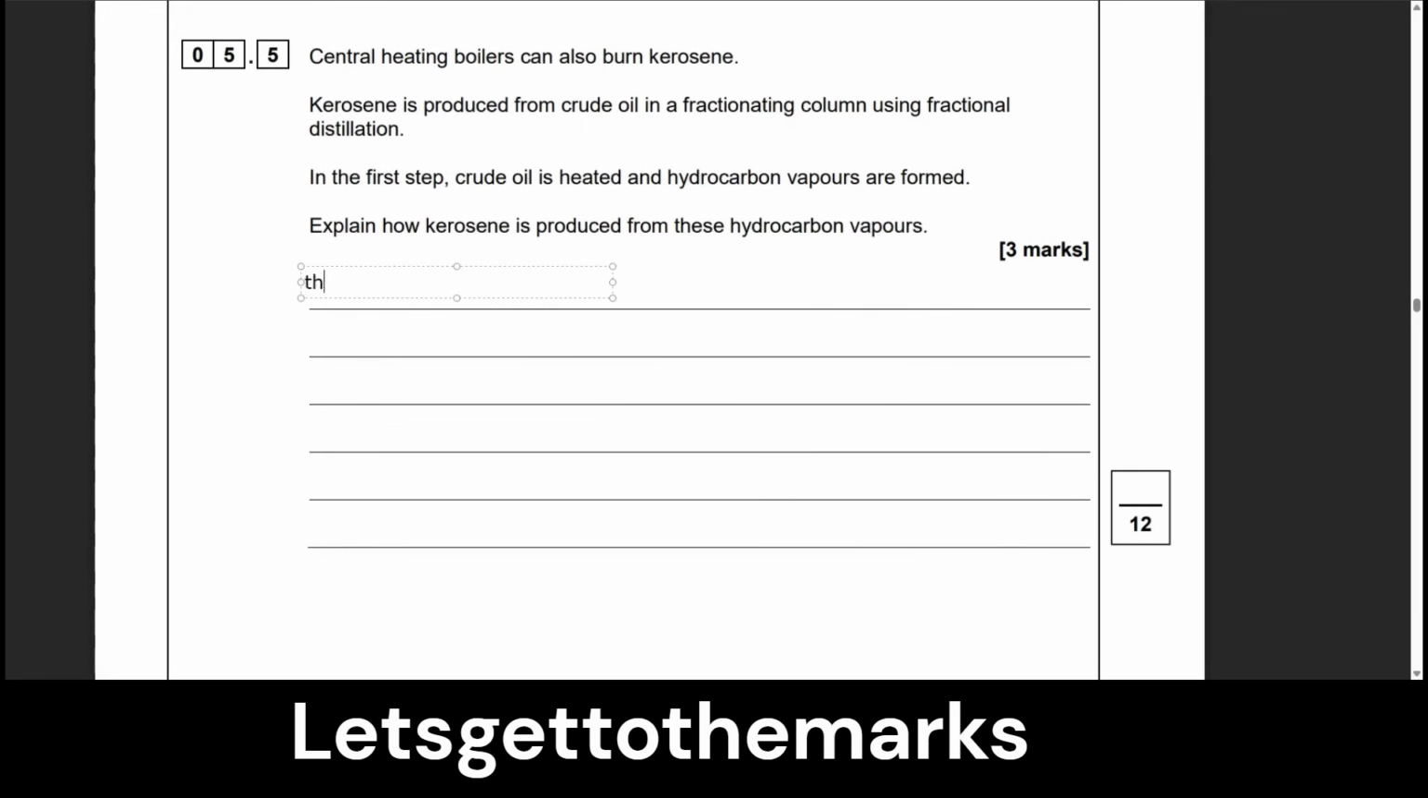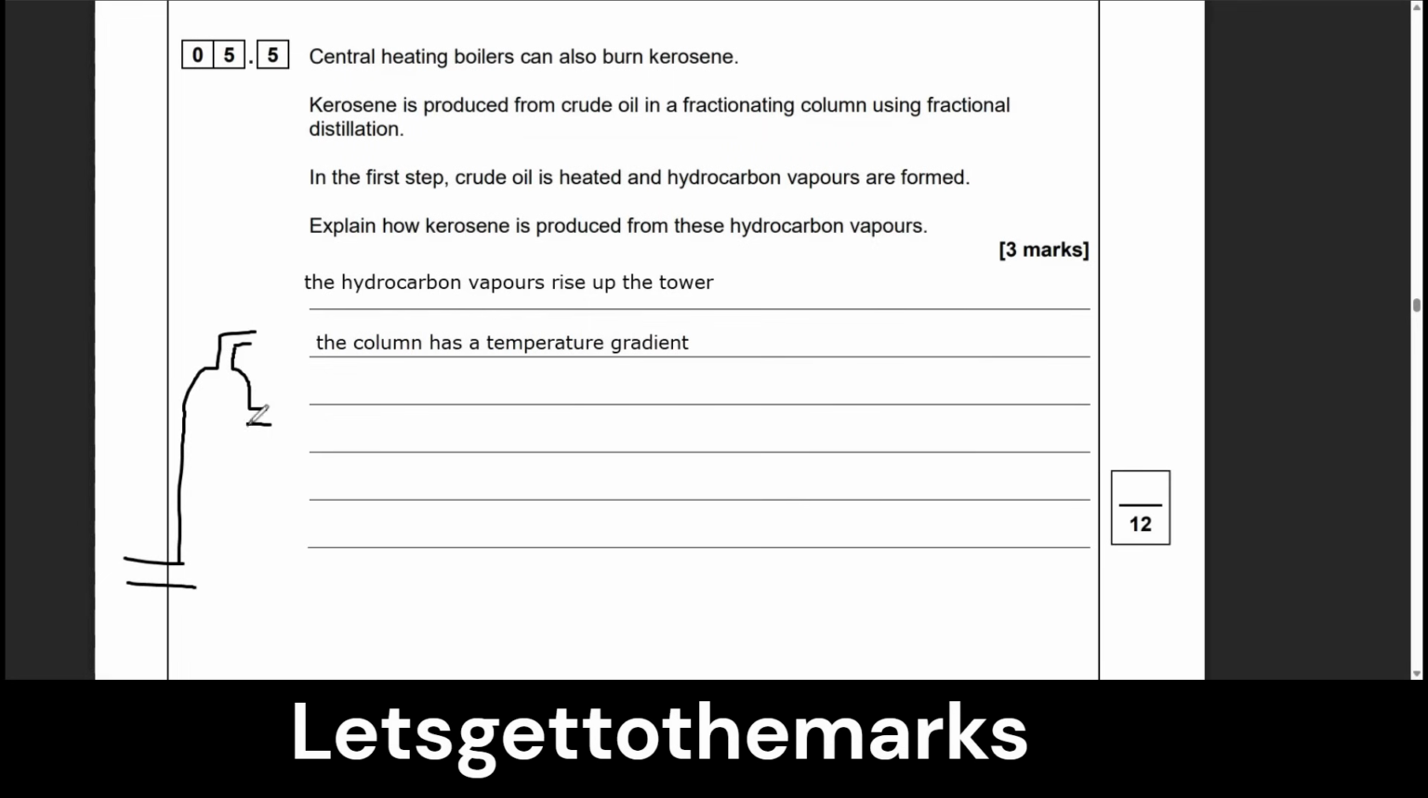We just want to say the hydrocarbon vapors rise up the tower. So they rise up the tower or column. The column has a temperature gradient. Now, what we're explaining here, they're basically saying talk about fractional distillation, and you should know fractional distillation looks like this. You've got a column, it's got different bits. I'm not going to draw all the bits, so let's just do it like that because we don't want to waste too much time. So in goes the crude oil.